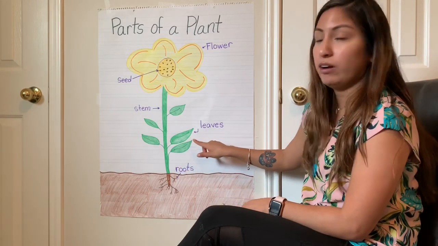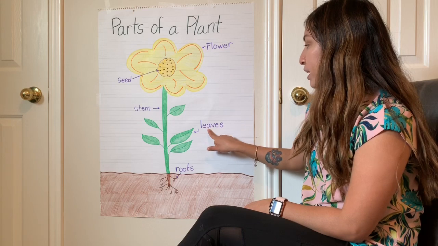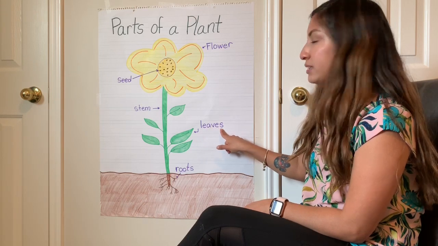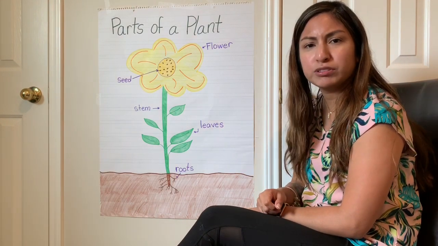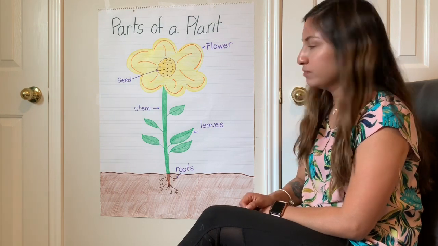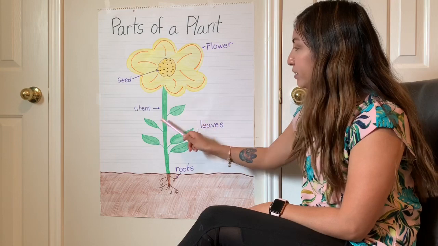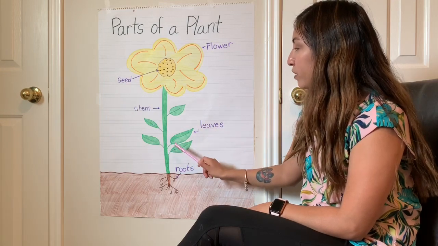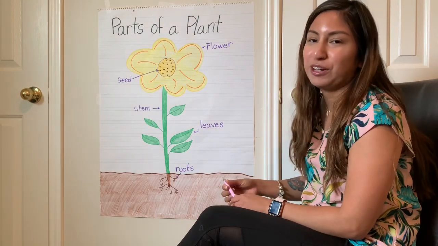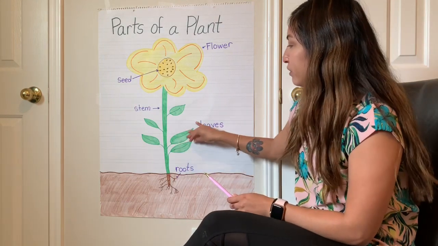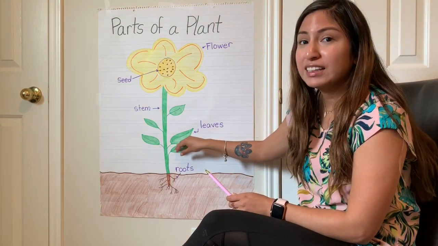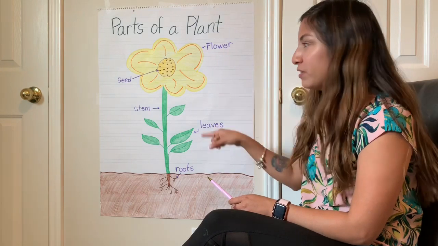Okay, let's spell it out. L-E-A-V-E-S, leaves. And so how many leaves do you see on this plant? Let's count them out together. 1, 2, 3, 4, 5. 5 leaves, good job. And so the leaves, that's actually like the nose of the plant.